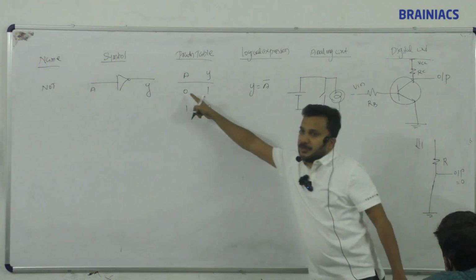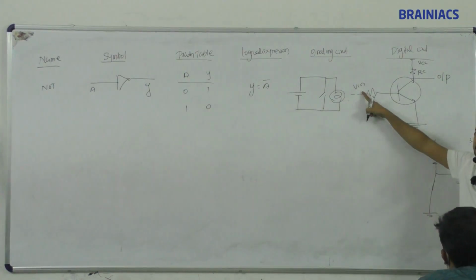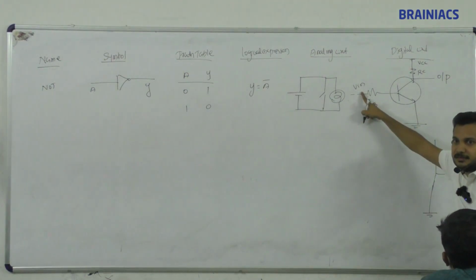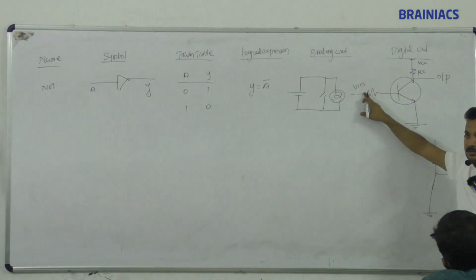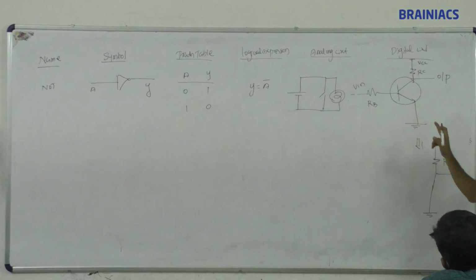Next one, 0 you are giving, means 0 will be here. So what is the input current? You are not giving voltage, so you will not get current. So transistor is on or off? Off means transistor is off, not connected.